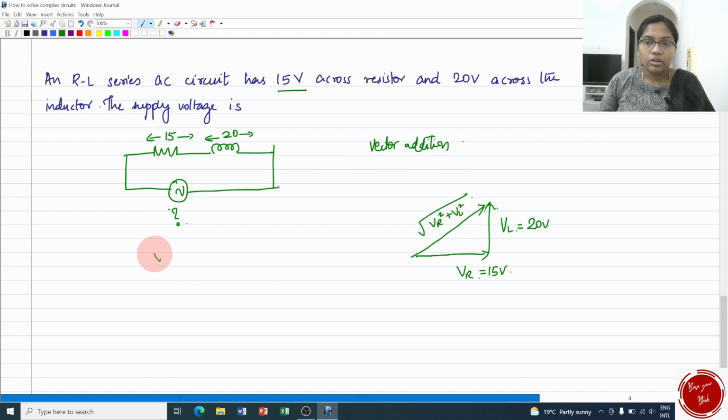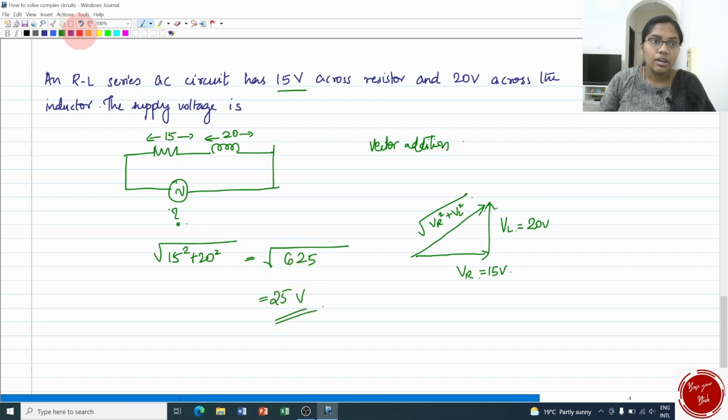That comes to root of 15 square plus 20 square, or 225 plus 400, that is 625, which will give you 25 volt. So the supply voltage, the answer here, is 25 volt.